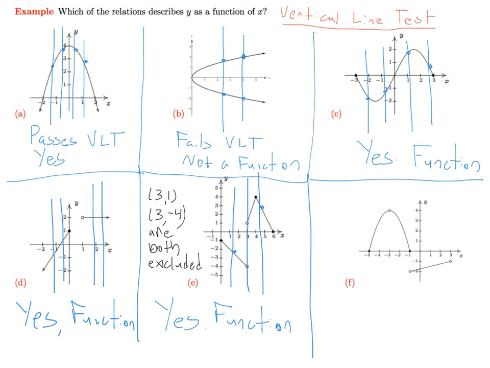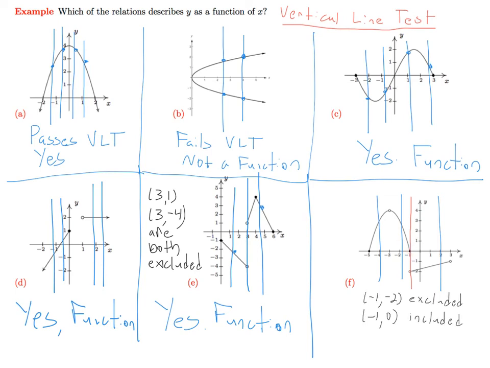And finally, in F, we see that all of these vertical lines that we draw are going to intersect the graph at most once. And there's one that we need to be careful about again, and that's this one when x is equal to -1. But over here, for the same reason, the point (-1, -2) is excluded since that dot is open. The point (-1, 0) is included.